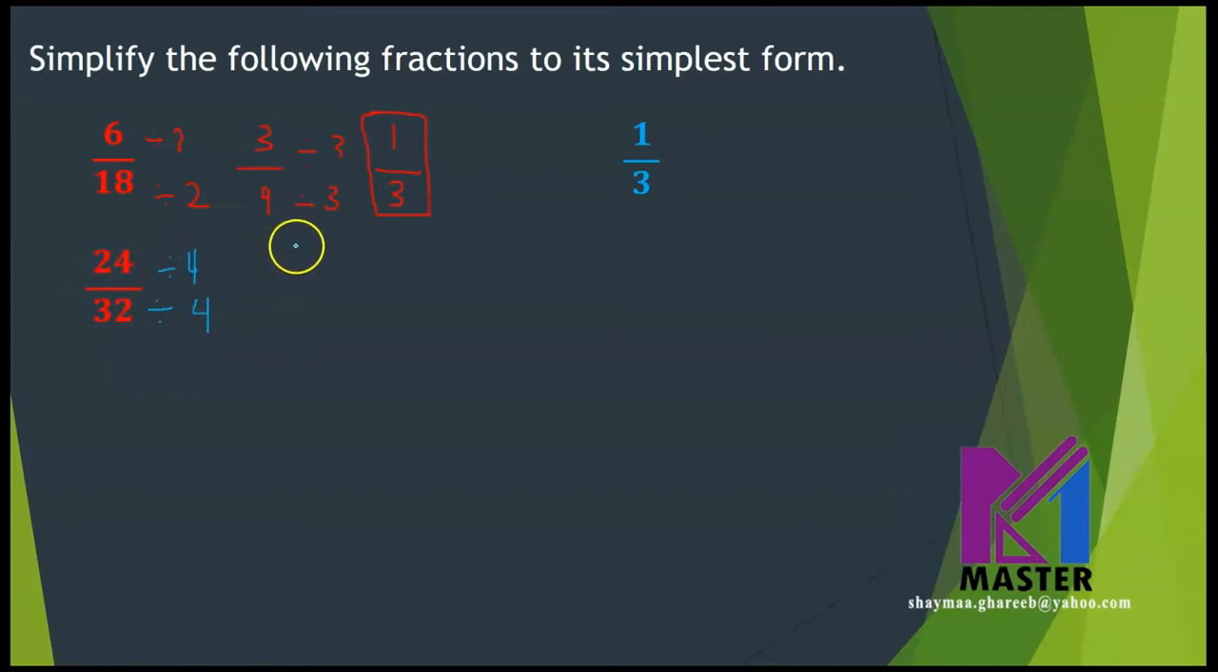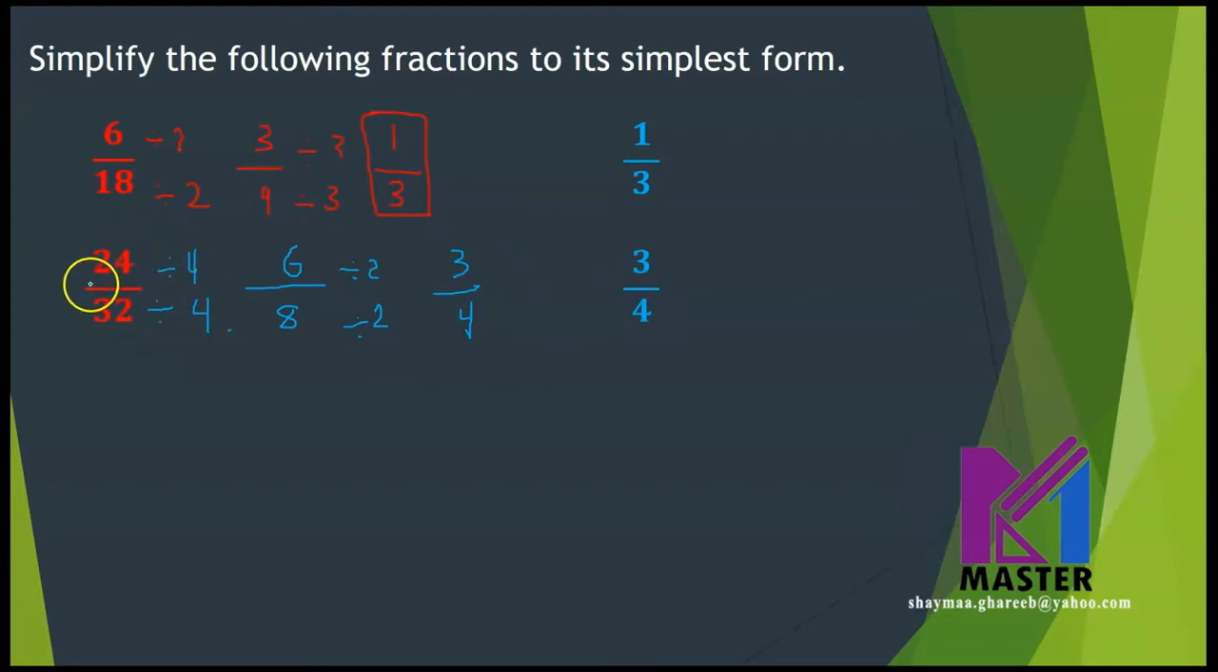24 divided by 4 equals 6. 32 divided by 4 equals 8. I have 6 over 8. Can I do any more division? Yes, I can divide up and down by 2. 6 divided by 2 equals 3. 8 divided by 2 equals 4. So I did 2 steps or 2 divisions to get the simplest form. So the simplest form is 3 over 4.